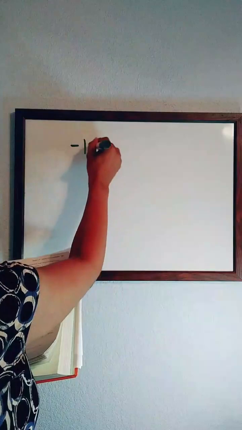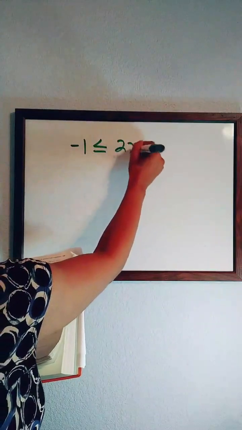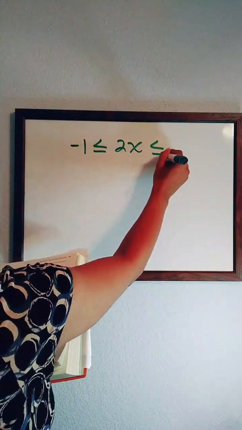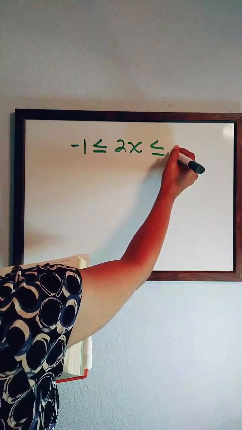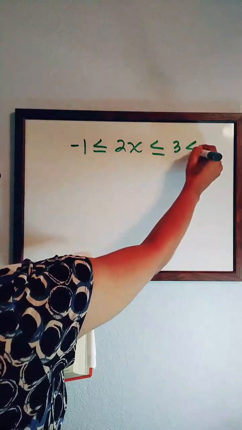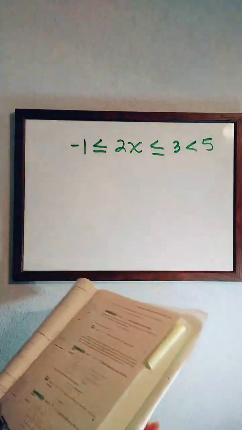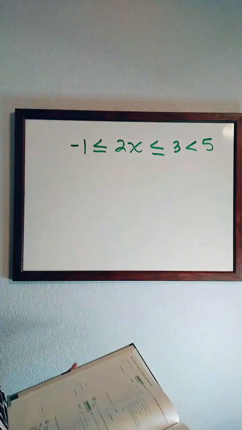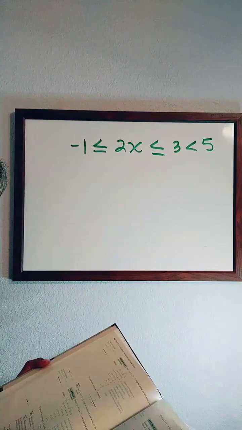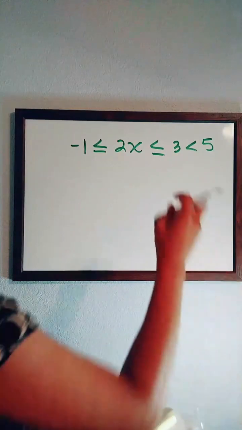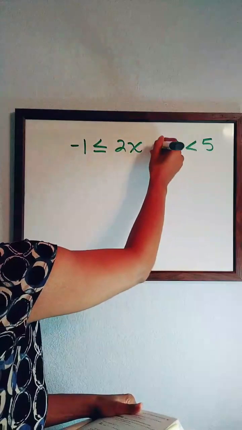This is a compound inequality. I found it. So -1 is less than or equal to 2x, which is less than or equal to, oh my goodness, 3, which is greater than, that's a lot. Why is it so many? Oh, wait, I wrote it wrong. There it is. Okay.